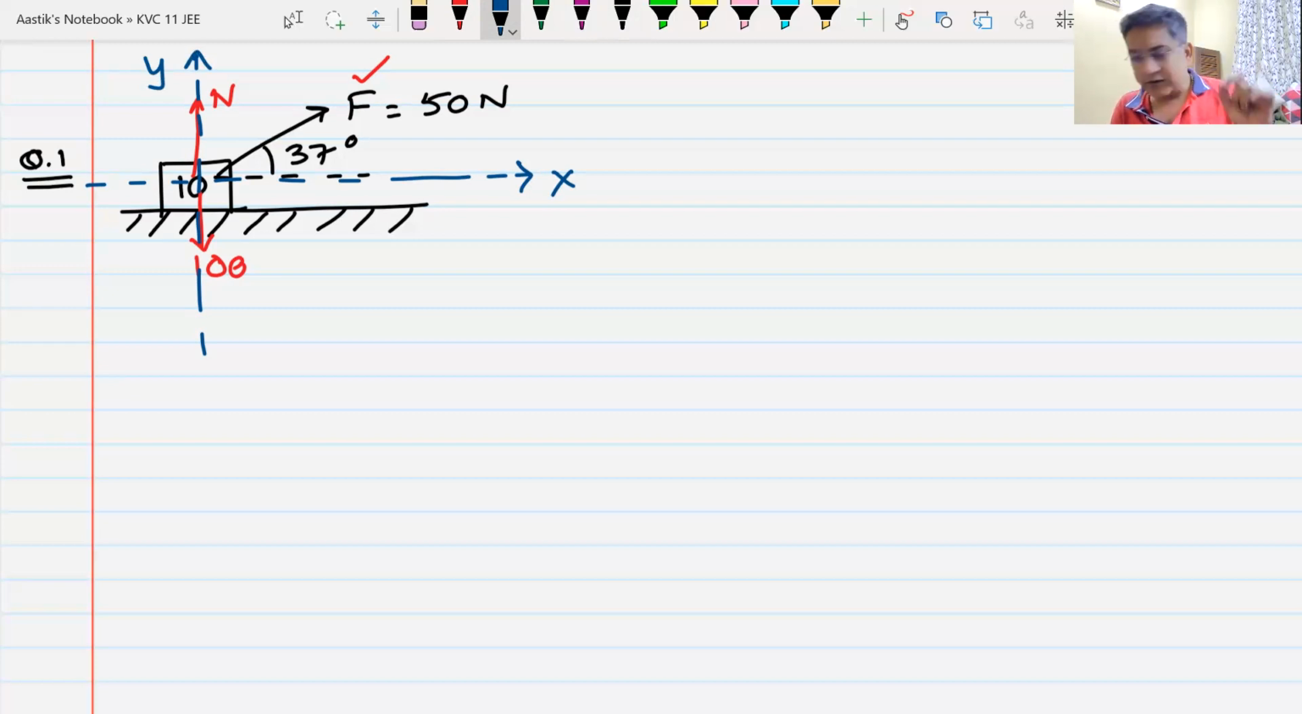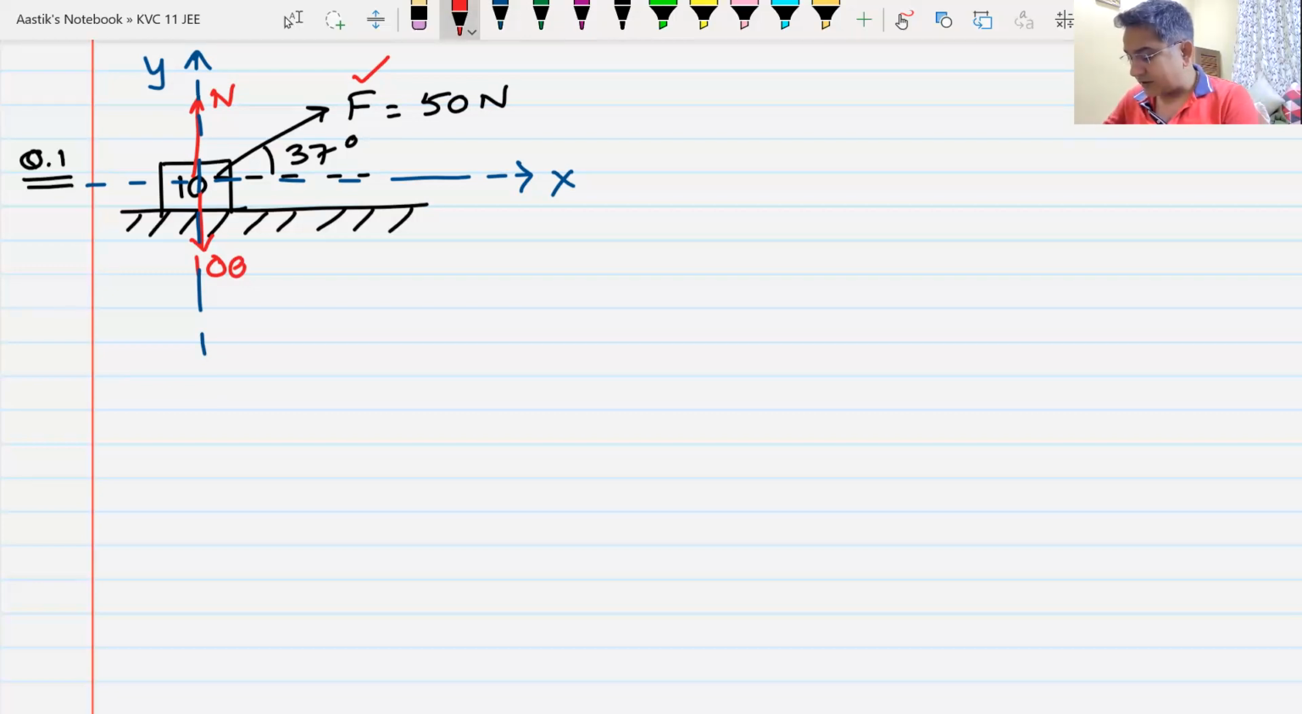Now I can see my normal reaction is going along y-axis, no problems with that. I can see that my weight 100 Newton is also going along y-axis, no problems with that. The only thing that is going a bit slanted is the force 50 Newton. So I'm going to resolve this force into two components, and you know how to resolve it.